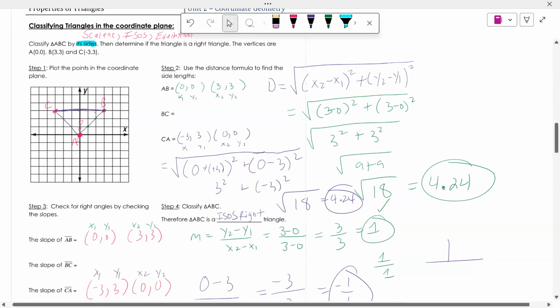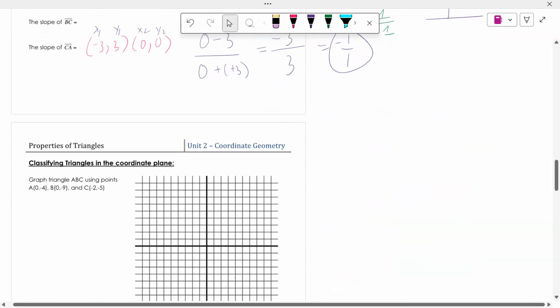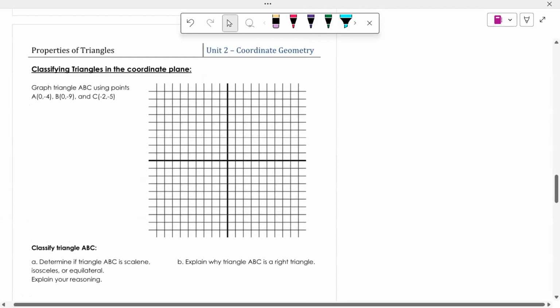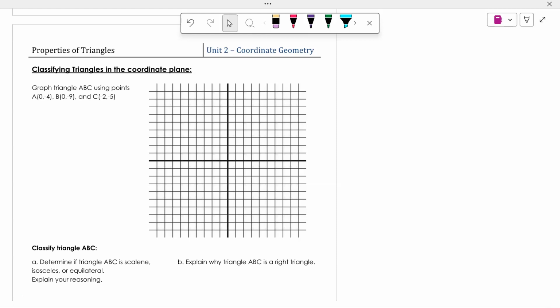All right, so what I'd like you to do is scoot on to the next example and give it a try. Plot the points, and try to determine what type of triangle it is classified as based on its side lengths. Again, we have scalene, which means none of the sides are the same, isosceles, which means two of the sides are the same, and of course equilateral. And then finally, try to determine whether or not it's a right triangle.